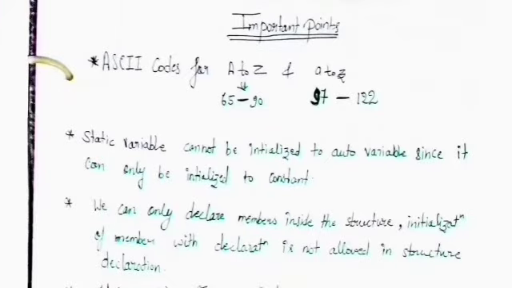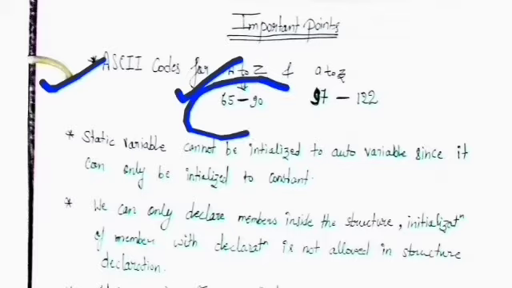So our first point is based on the ASCII code. We know that the ASCII code is the standard code for information interchange, where special symbols and alphabets are converted into digital integer codes. Uppercase alphabets are represented as 65 to 90, and lowercase alphabets are represented as 97 to 122 in digits.